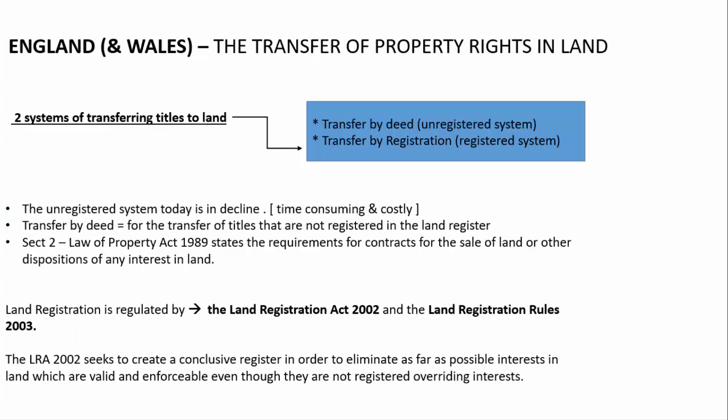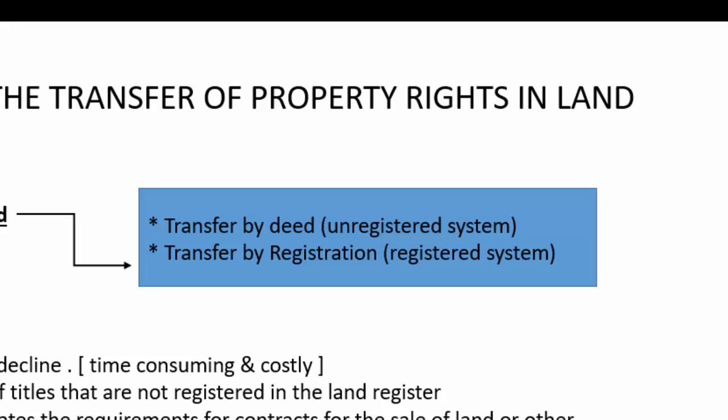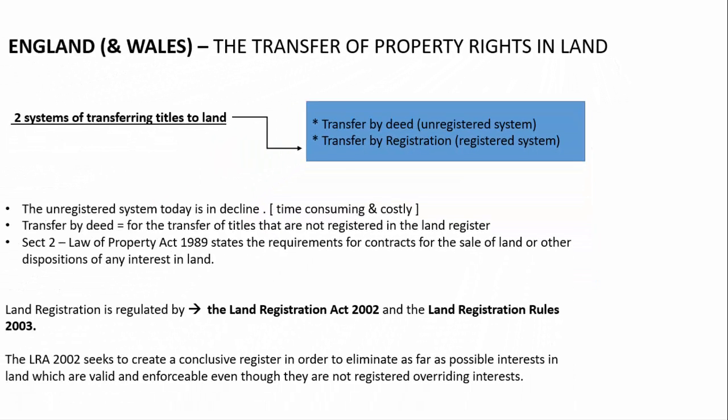Moving on, England and Wales regarding the transfer of property rights in land. There are 2 systems of transferring titles to land: transfer by deed or transfer by registration. Transfer by deed, which is the unregistered system, however, is in decline, and it is used for the transfer of titles that are not registered in the land registers. However, it is time-consuming and costly. Section 2 of the Law of Property Act 1989 states the requirements for contracts for the sale of land or other disposition of any interest in land.